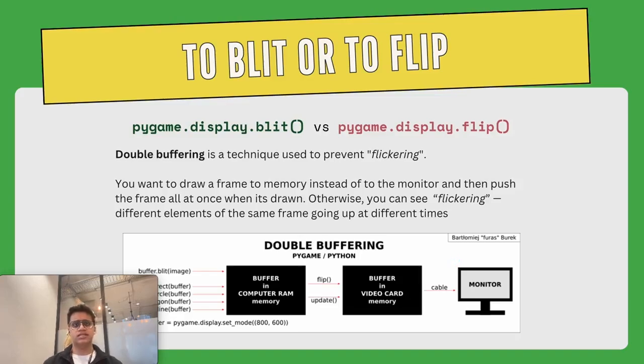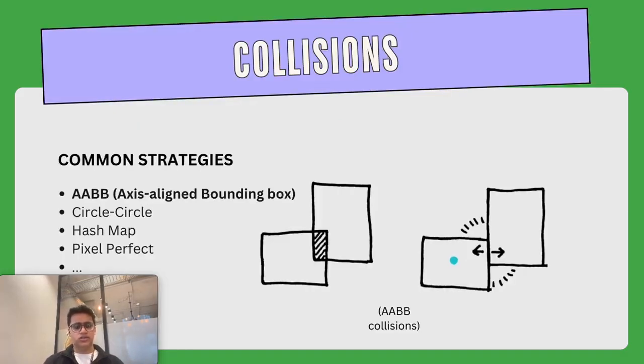And blit basically does not update the screen. It draws the image in a buffer, and you have update and flip functions, which both send the buffer to the video card, which then displays it on the monitor. And if you have code which includes blit but without update or flip, then it's basically displaying nothing on the screen. Also in Pygame, collision detection is done using the Pygame rectangle objects.